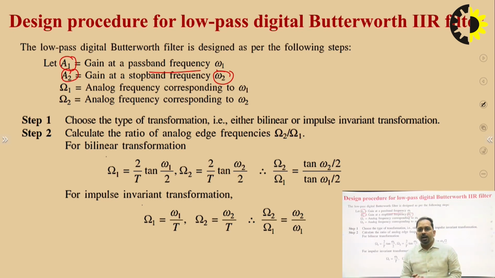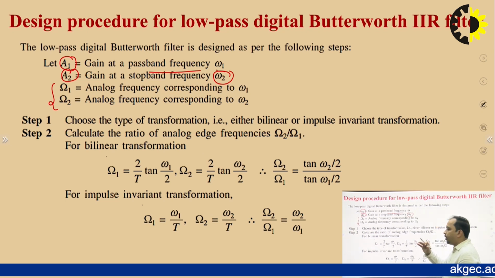Similarly, as we have already seen, Ω1 and Ω2 are the analog frequencies corresponding to omega 1 and omega 2 respectively. So we can calculate Ω1 and Ω2 depending upon which mapping method we are going to use, either BLT, bilinear transformation, or IIT. So the first step is we need to choose a transform. In the beginning itself, it must be mentioned which method you have to use. So choosing the type of transformation technique, either BLT or IIT, is the first step.